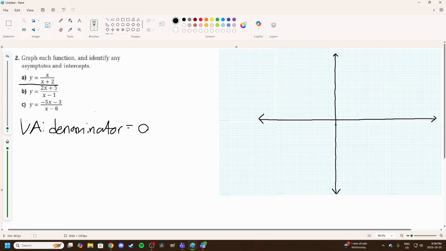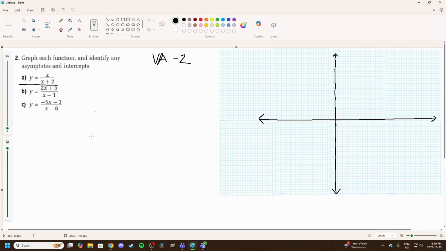Now, let's do that in this function here. So x plus 2 equals 0. Remember, we're starting off with a. All I'm going to do is an easy isolation. I'm just going to subtract 2 from both sides. x equals -2. Great. So that's our vertical asymptote at -2. I will bring it over here. So VA equals -2. Cool.